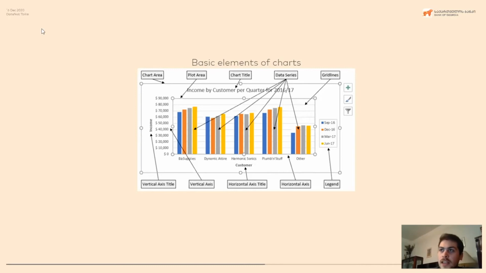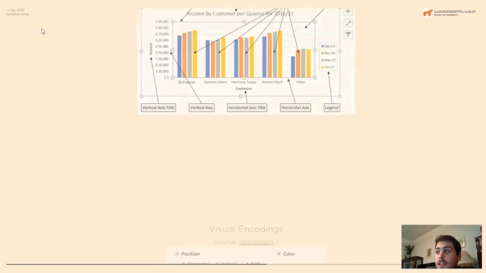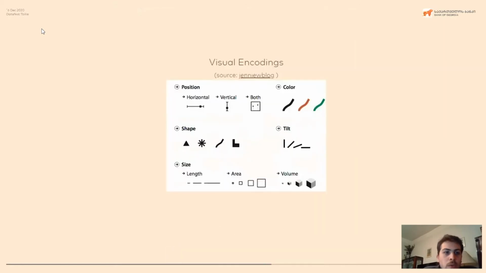The next tip for effective visualization is visual encoding. These are really important. When we create data visualization with this process, we encode information with visual elements and the user decodes it. This picture shows different kinds of visual encodings. One can encode information with position, color, shape, tilt, size, etc.